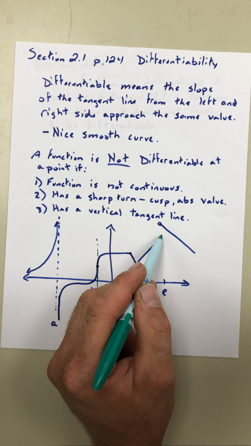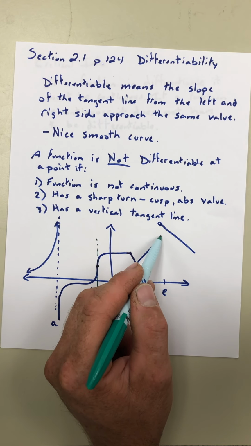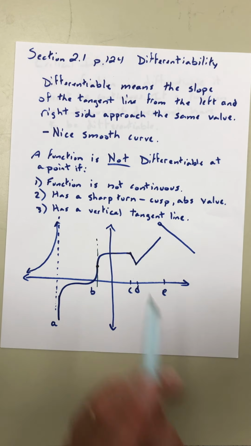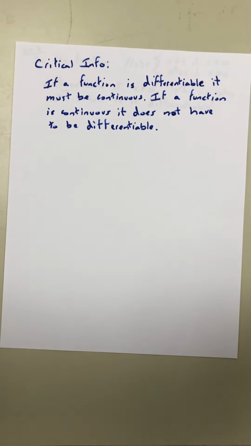And again at E, we have a discontinuity, we have a jump discontinuity again. So we know that we're not going to be continuous. Since it's not continuous, it's not going to be differentiable. So we cannot find the derivative. So let's look at some algebra behind some of these.